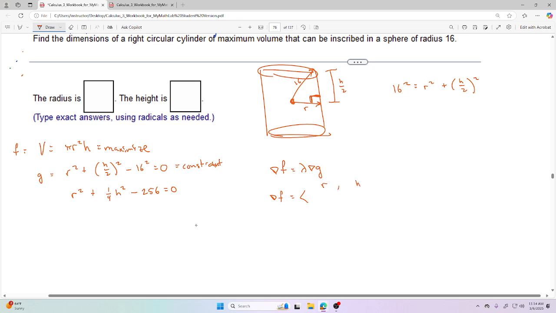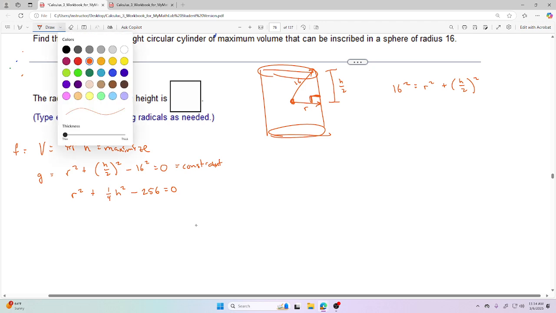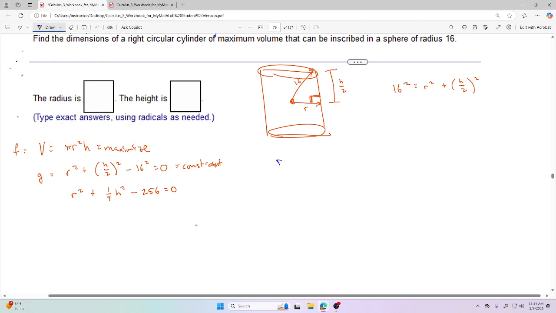So this will be, you know what? I want a new color. The orange is fine, but I want blue right now, because I feel like we're moving on to the next phase. So again, this is going to be FR, and then I'm going to do FH.